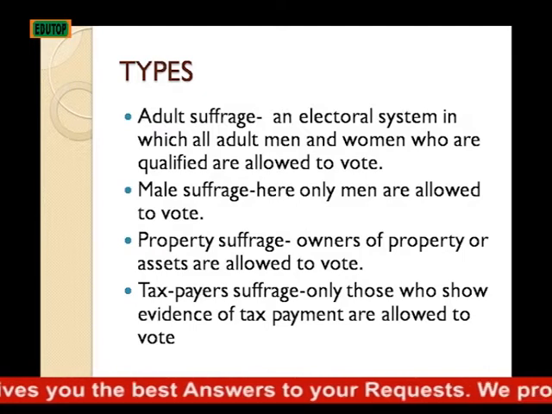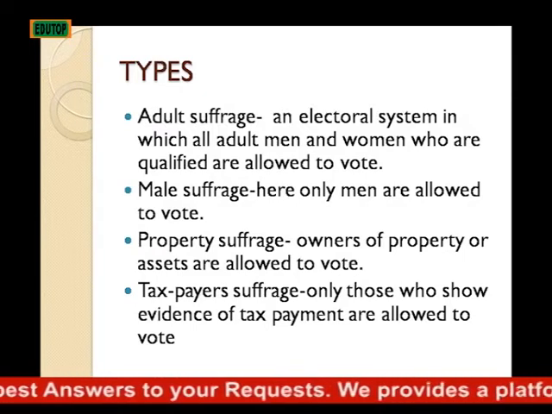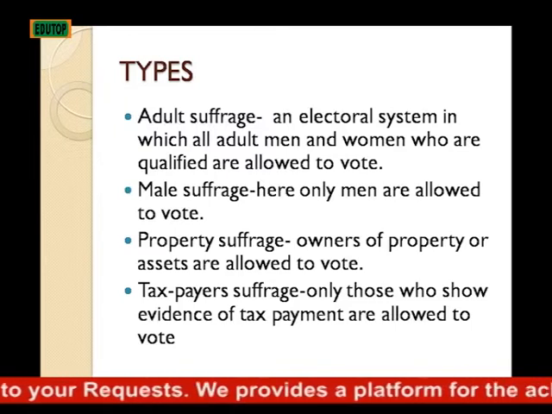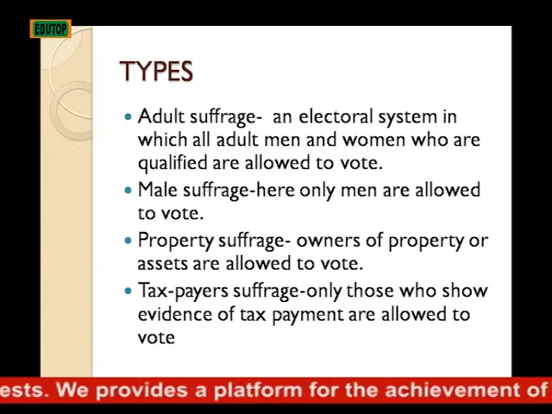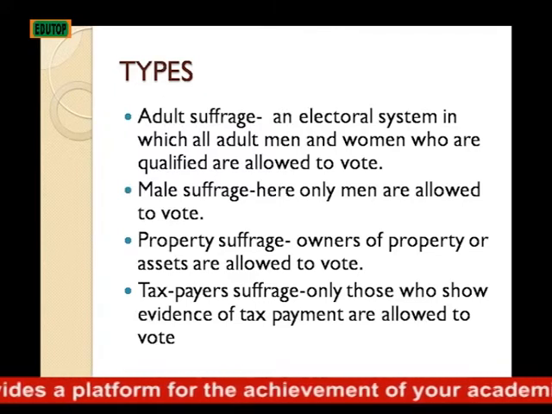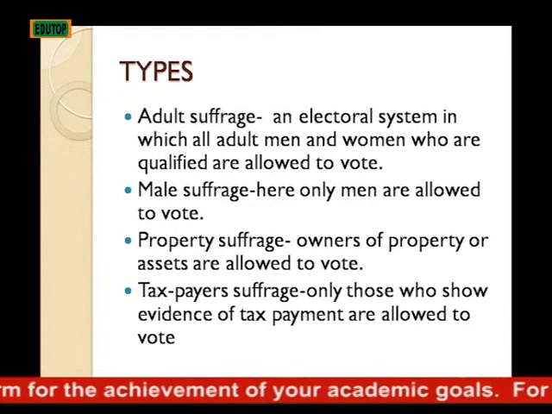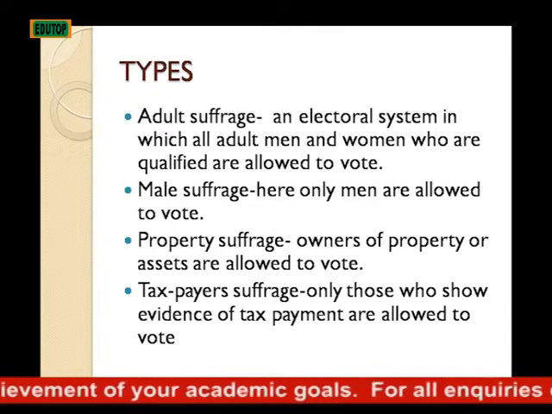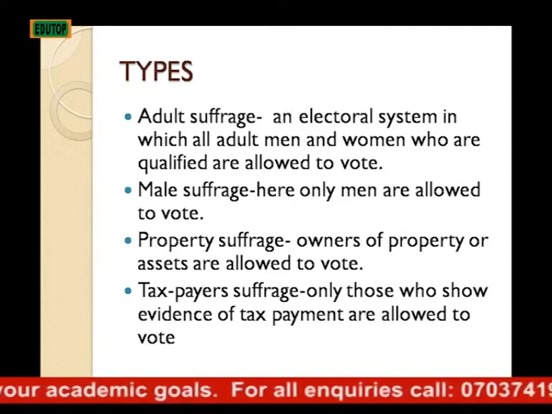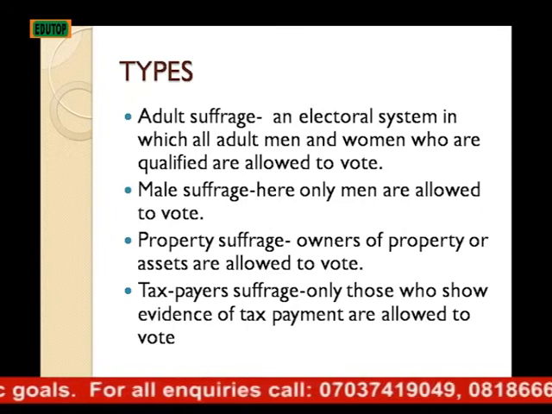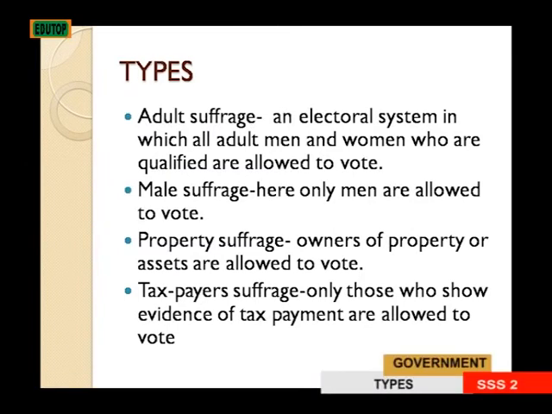The next is the male suffrage. And as the name implies, it has to do with the situation where only men are allowed to vote. When just men are allowed to vote, such type of suffrage is referred to as the male suffrage. The next is property suffrage. What do you mean by property suffrage? Property suffrage is a type of suffrage where owners of property or assets are allowed to vote. This is the type of suffrage we refer to as property suffrage. The next is taxpayers suffrage. What do we mean by taxpayers suffrage? Only those who show evidence of tax payment are allowed to vote in this type of suffrage.